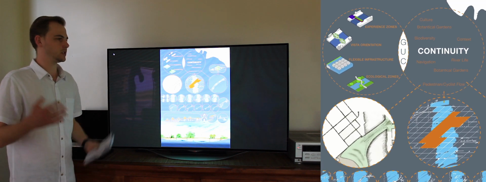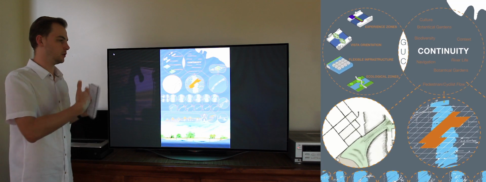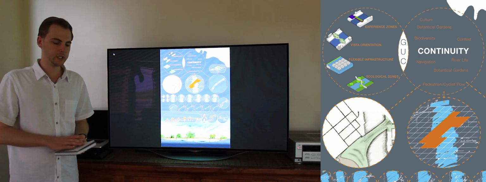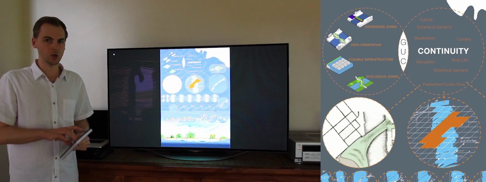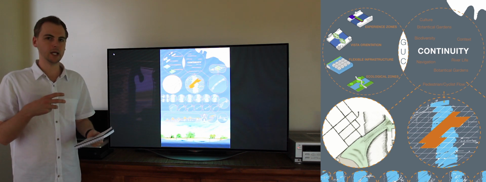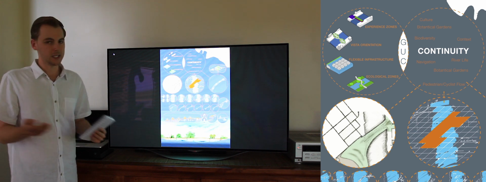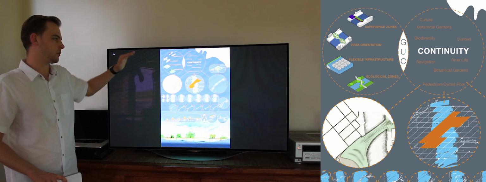This will be used in conjunction with my main driving concept of continuity. When I'm talking about continuity, I mean continuity of context, of biodiversity, of history and culture, of the pedestrian and cyclist flow, of river life, and of botanic gardens. From this concept we have three main moves.